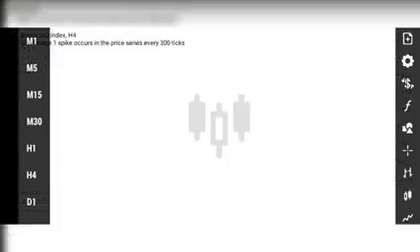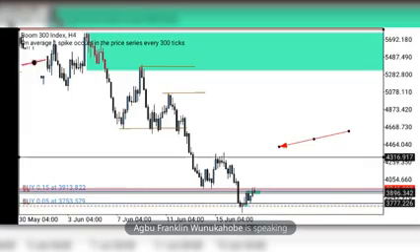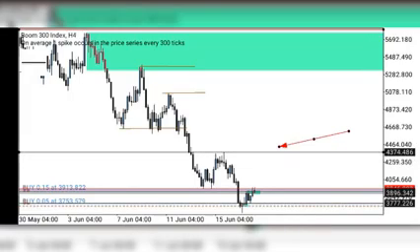So my range on H4 is here, to the low. Remember that this is my daily order block here, the green zone. And this is where my H4 order block is.